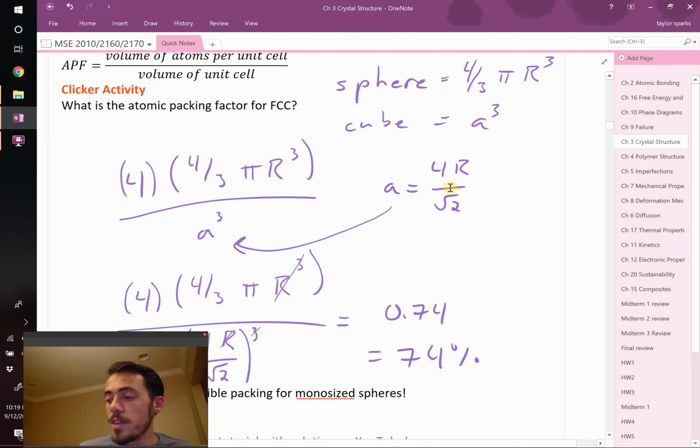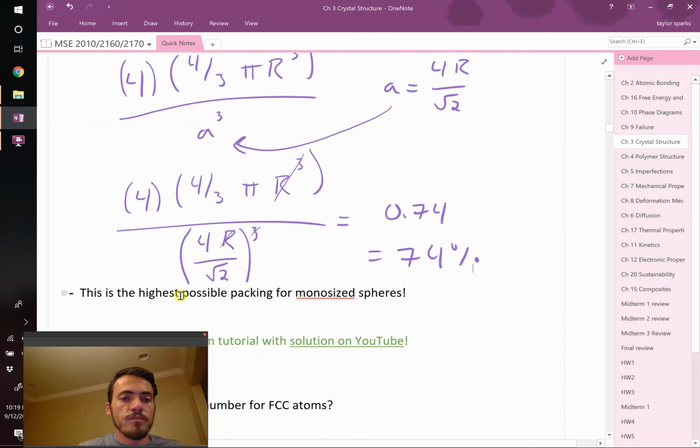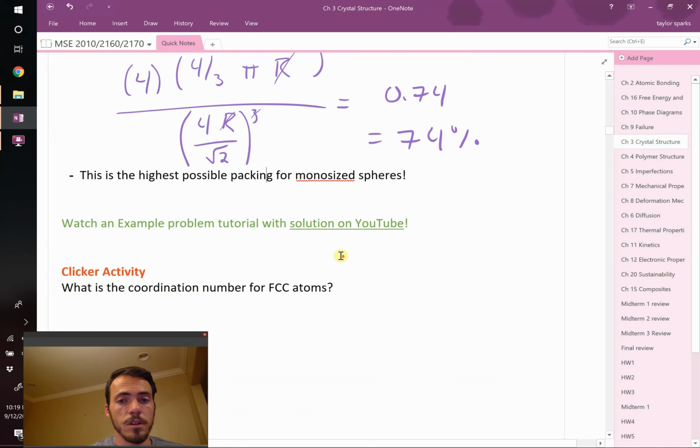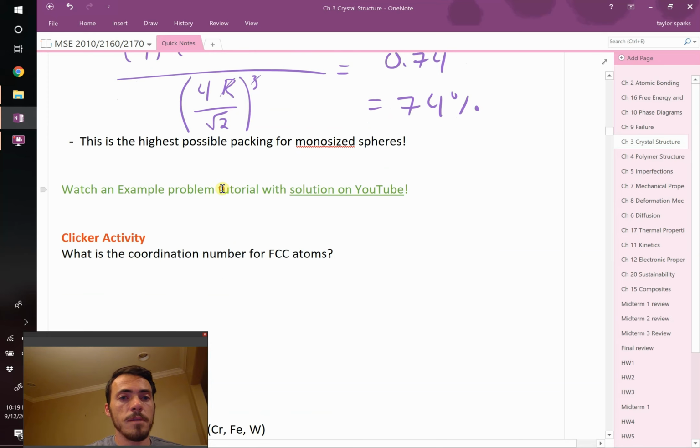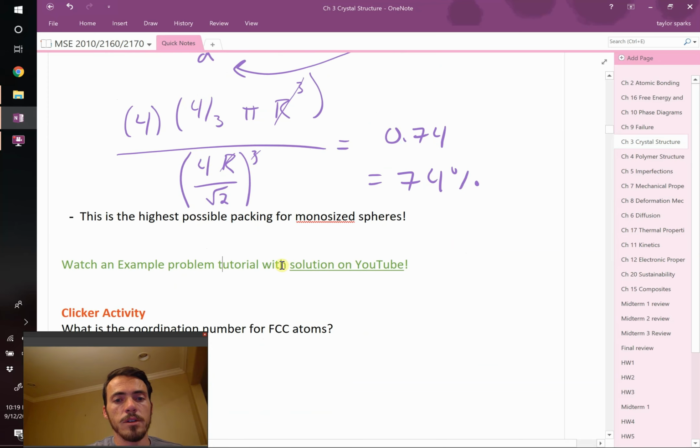74%. And this is interesting. This is actually, as I've got written here, the highest possible packing fraction for mono-sized spheres. Mono-sized means all the same size. So if you had marbles that were all the exact same size and you tried to pack them as carefully as you could into some sort of volume, you could never fill more than 74% of the volume with those spheres. There's always going to be 26% unoccupied space. The only way to do better is to take really small marbles and put them in the spots between your big marbles. Then you can make it a little bit better, but it's tricky to get much better packing. And you can't with a single size, okay?